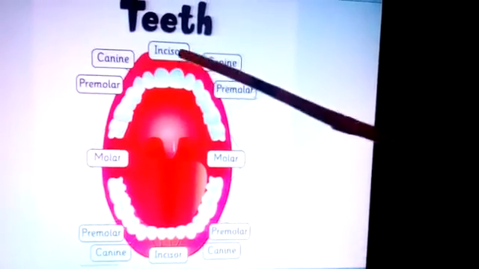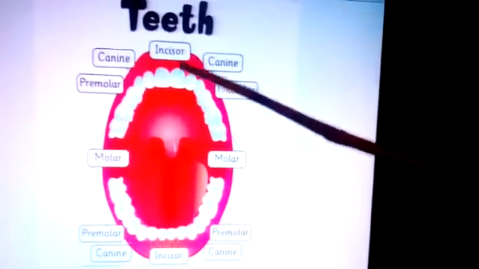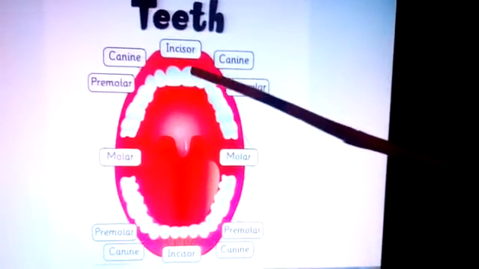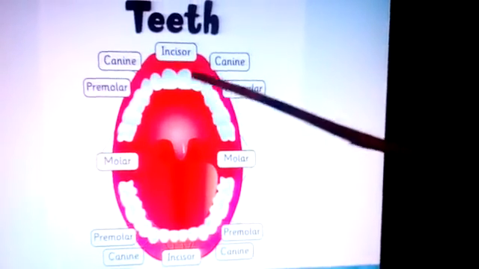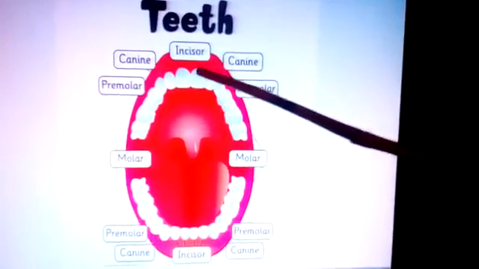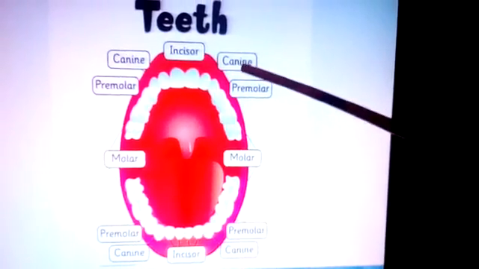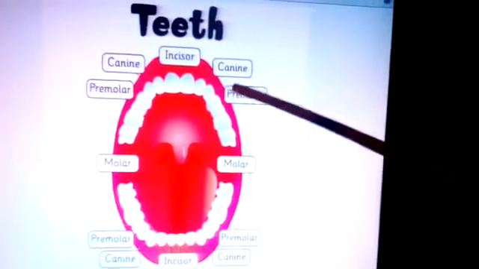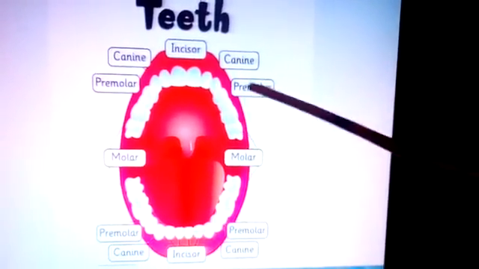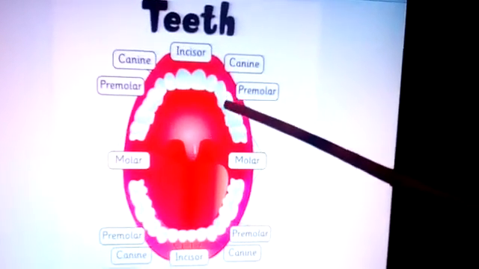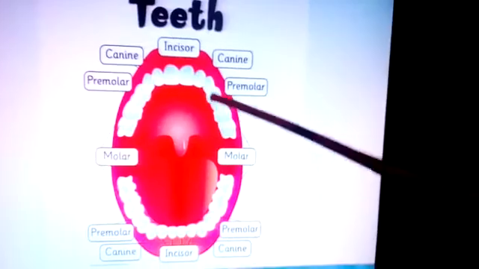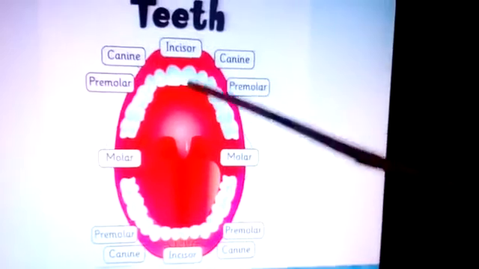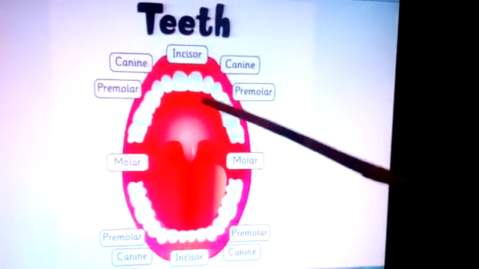Incisors help in cutting and biting the food particles. Incisors on both the upper and lower jaw help in cutting and biting the food particles. And next, canines. Canines are used to pierce and tear the food. Usually wild animals have sharp, long canine teeth. You have seen tigers, lions and wild animals. They have canines, sharp front teeth. So these canines help in piercing and tearing the food particles.